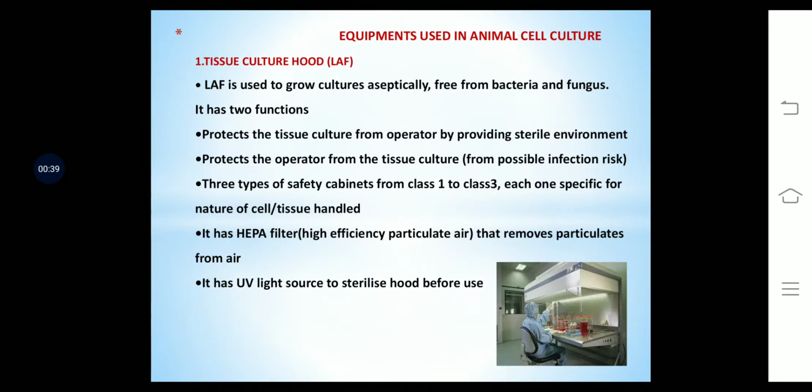So here in the picture, you can see the growth curve. There is the lag phase, the log phase, and the plateau phase. There are many laboratories which maintain the cell lines. ATCC, American Type Culture Collection, Virginia, USA.